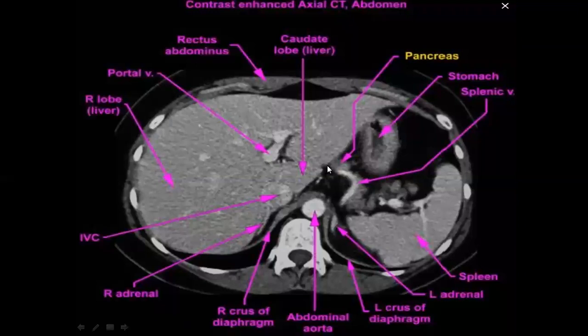This picture shows the anatomy of the liver. This is the caudate lobe, and this is the portal vein, the right lobe of the liver, the inferior vena cava, two adrenal glands, and the two crura of the diaphragm.